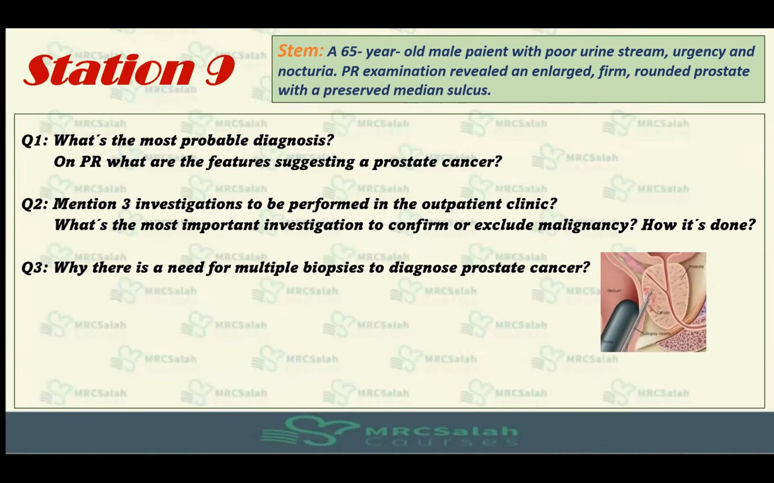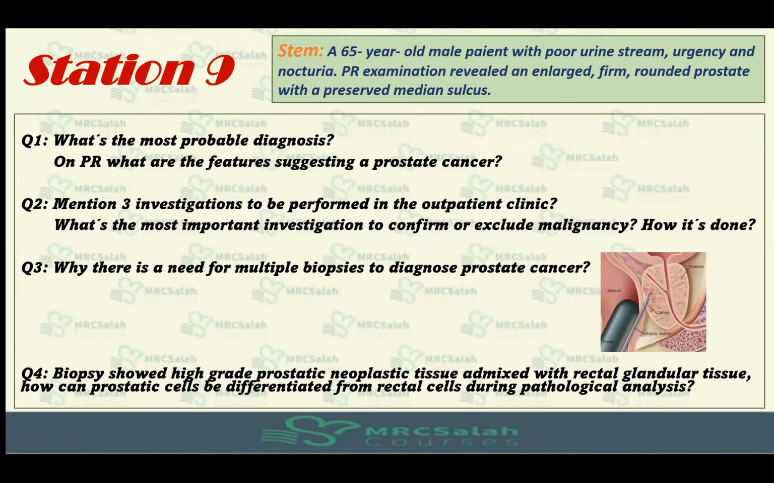Because prostatic cancer is multifocal, you need to take multifocal biopsies. Yes, because it's a multifocal disease, so you need to take biopsies from different areas of the gland. And if he keeps asking, you have the other answers in the book, but this is the perfect answer.